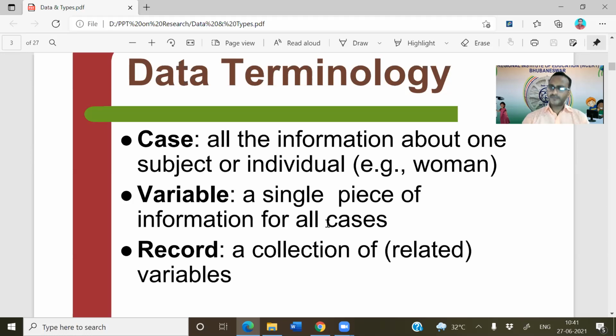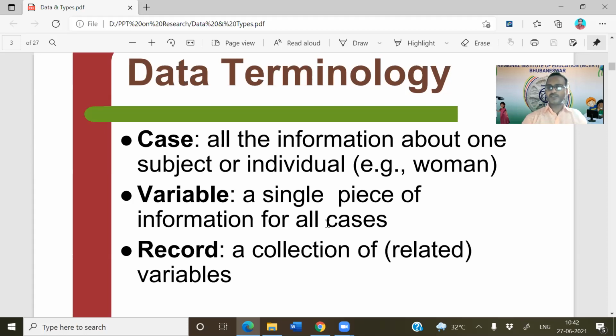But variable has many other meanings. Here, the information or data about which you are collecting is variable. Variable has many other definitions, many other meanings. Generally say, variable is something that varies from case to case or individual to individual.